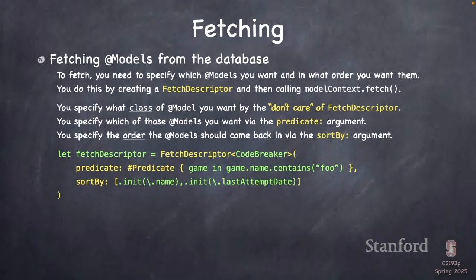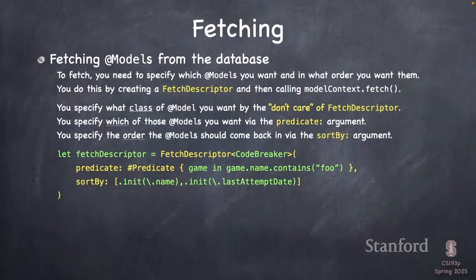Then the second thing is, which CodeBreakers do you want? And that's this predicate right here, the second line, that little hashtag Predicate right there. And it just gets a little closure, and it's going to execute that closure for every single thing in the CodeBreaker table in the database. And the ones that return true, it's going to fetch those ones. If it returns false, it doesn't fetch those. So it's pretty incredible when you think about it that you're specifying which ones you want with a closure, but it's going to be doing a SQL query.